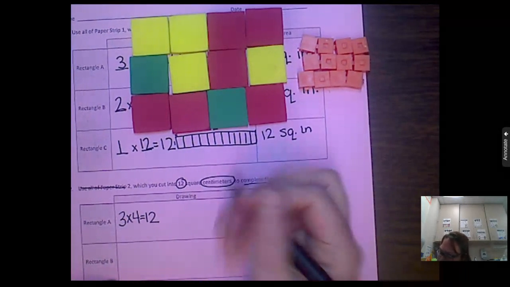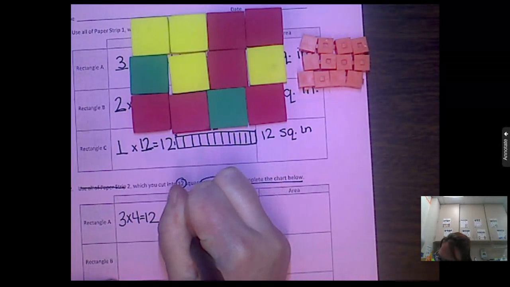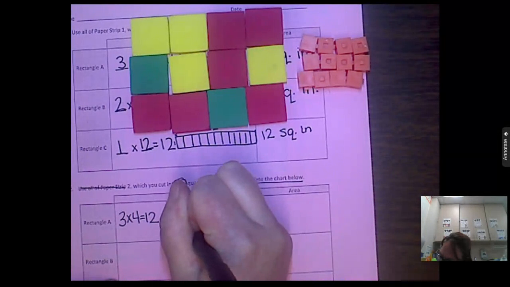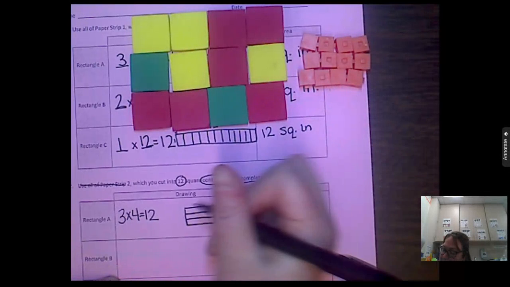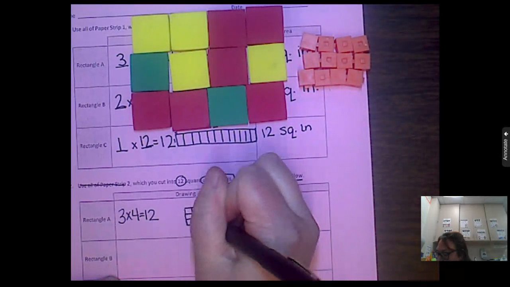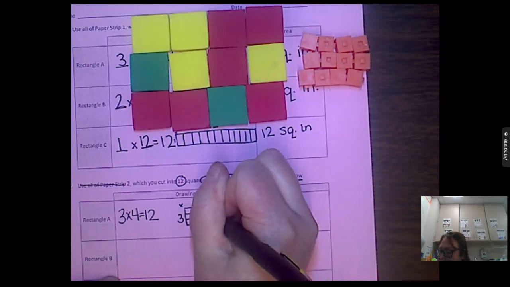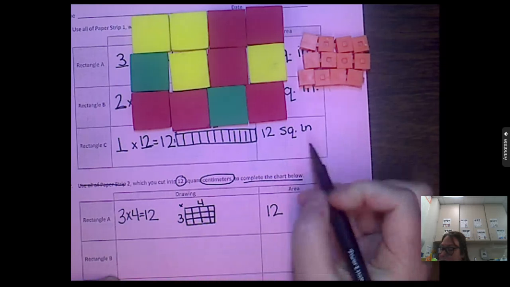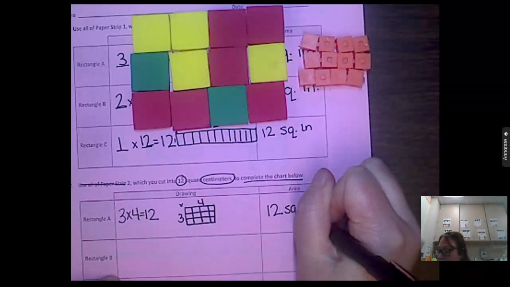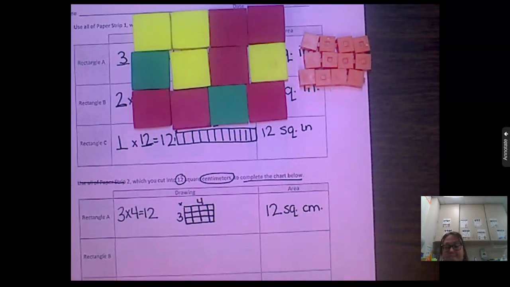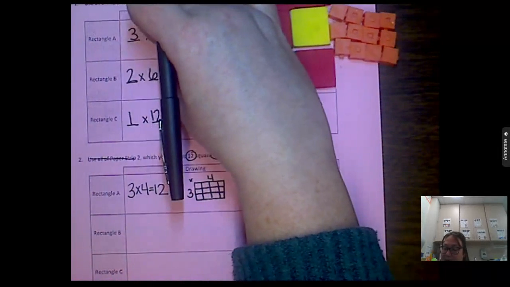So my drawing for that, we'll try to make it small. Since there's 3 rows, I want to make 2 horizontal lines, and then there's 4 in each row, so I'm going to make 3 vertical lines. So 3 times 4. So it still equals 12, but are they square inches? No, they are now square centimeters. If you need to pause it and finish that up, go ahead.